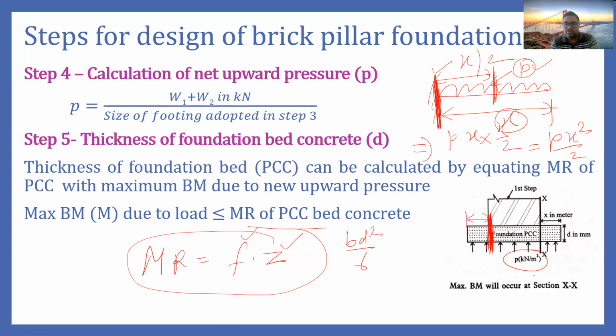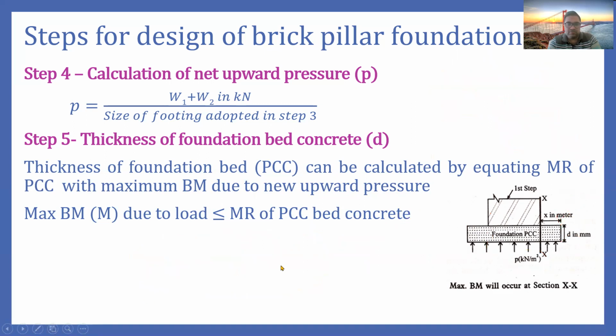So here we can see this B will be taken as unit width, because if I extend this value like this, if I consider this B as the unit width, then the B value here becomes 1, which means we are left only with D square by 6.